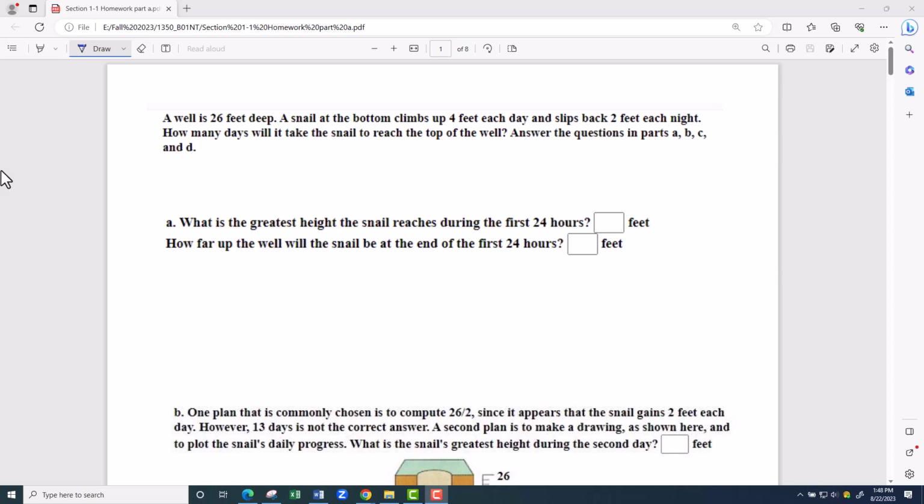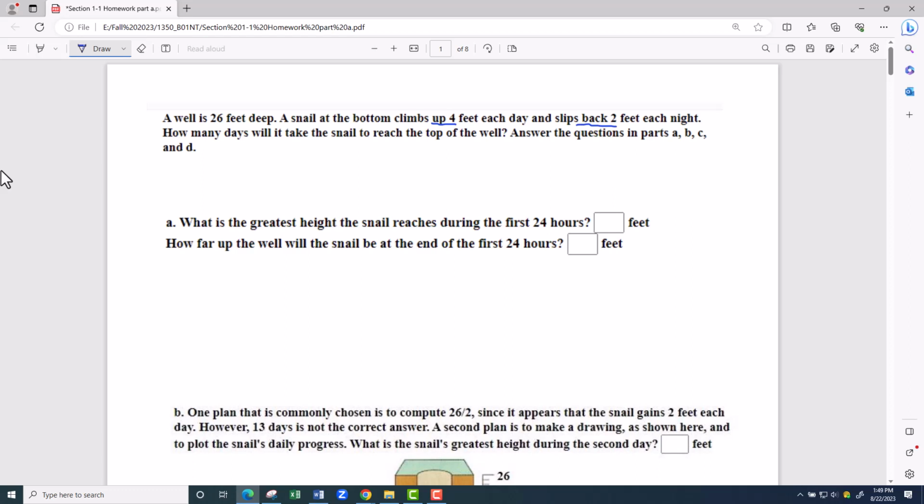So I want to look at a couple of problems here. We have a well that is 26 feet deep. A snail at the bottom climbs up 4 feet each day and slips back 2 feet each night. How many days will it take the snail to reach the top of the well?